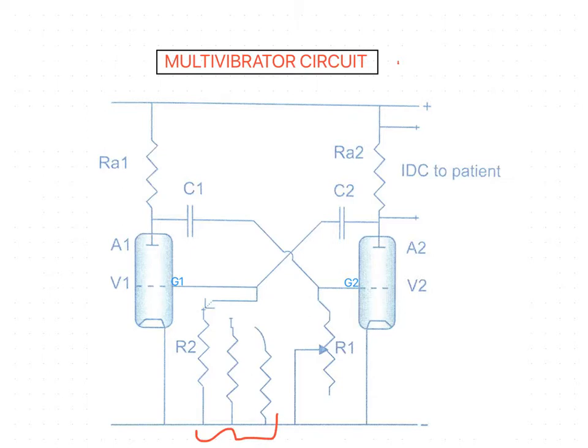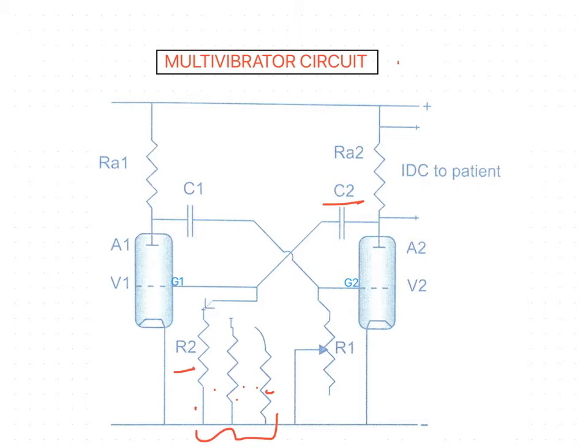Increasing the resistance at R2 helps in controlling the duration. So if you want to obtain a long duration interrupted DC, this can be obtained by adding more resistance to R2, as the duration is controlled by the product of C2 and R2.